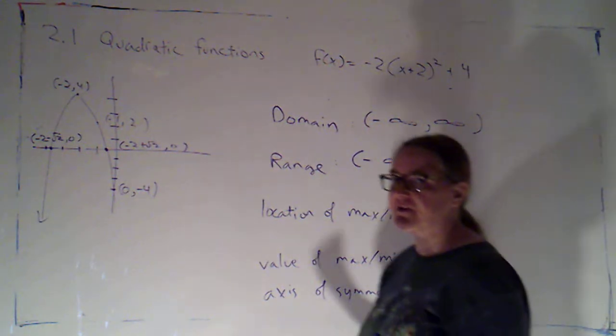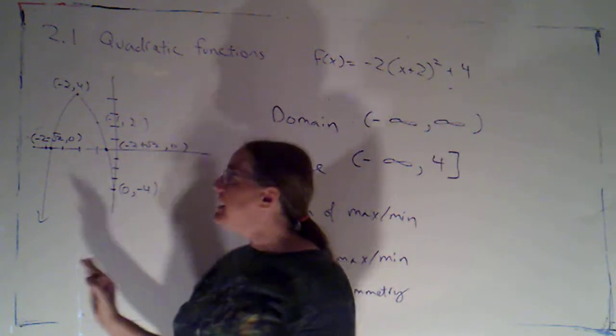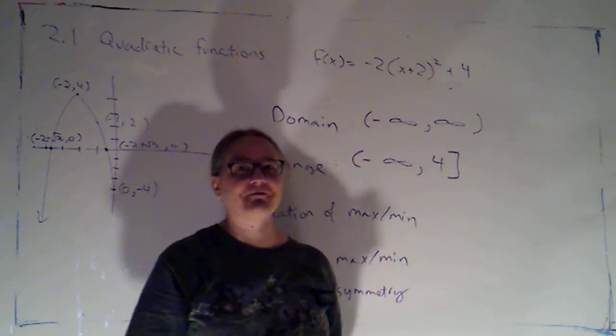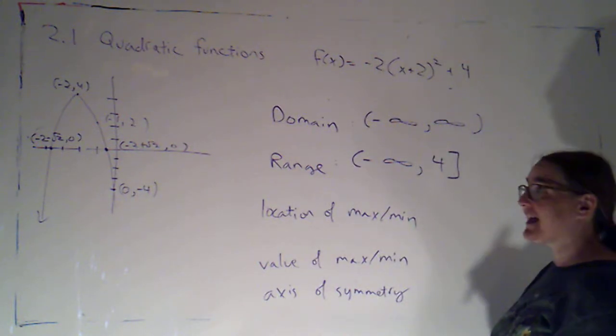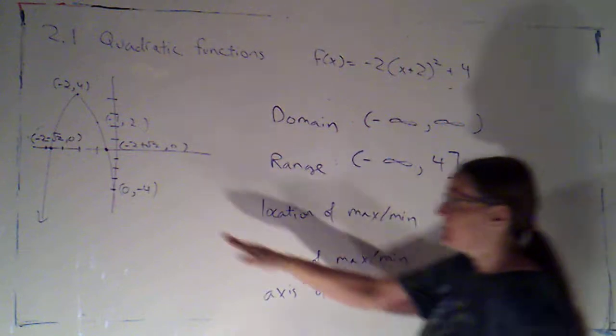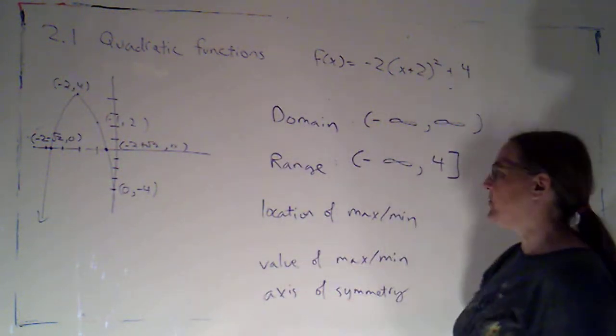A lot of functions, it's going to be difficult for us to get the range exactly. But if I have a quadratic function whose graph is a parabola, I can. It's just that the y value of the vertex will be the high point if my parabola opens down. It would be my low point if my parabola opened up.